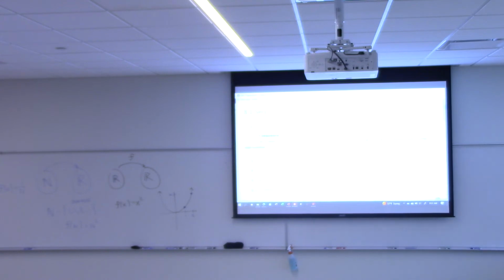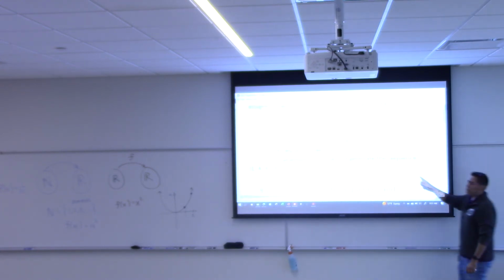Okay. Notation for a sequence. Traditionally, we use f of x.